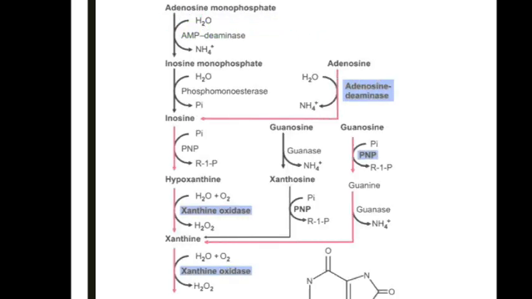Coming to the catabolism. Now coming to the degradation of the purines. The pathway is very, very simple and it's very, very important from the examination point of view as well. Looking into the AMP, that is adenosine monophosphate, it is getting converted to inosine monophosphate with the removal of the amino group. Hence the enzyme is AMP deaminase. Similarly here the adenosine, which is an adenine nucleoside, is going to undergo deamination with the help of adenosine deaminase. With the removal of ammonia, it gives rise to what is called inosine.